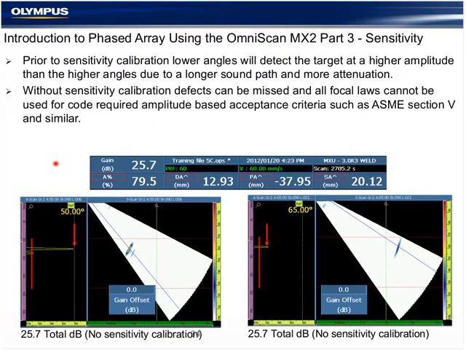So prior to sensitivity calibration, the lower angles will detect the target at a higher amplitude than the higher angles due to a longer sound path in the material and through the wedge, causing more attenuation. In other words, when I exit the setup wizard, prior to performing the calibration, at 45 or 50 degrees, I have a high amplitude signal, but as I move the probe to look at the same reflector on the high angles, I'll see a much lower amplitude. So one of the first things we have to do is correct that prior to building the TCG.